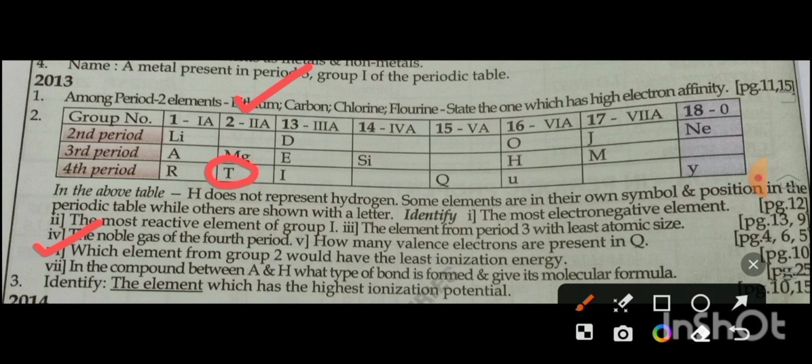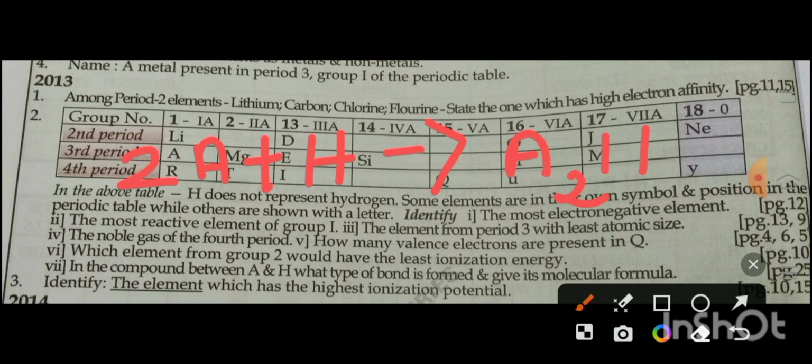The next question is the seventh one: in the compound between A and H, what type of bond is formed, and give its molecular formula. So between A and H, it forms an ionic bond, and I'll write here the molecular formula, that is A2H. So this is the molecular formula, and it's an ionic bond.